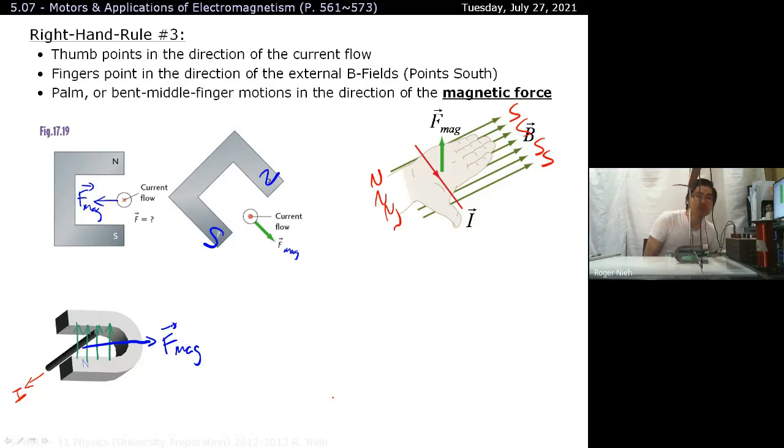How will we know which rule to use? Through practice, you'll know which one is which. All right, just as a reminder, rule number 1 is that of a straight conductor.